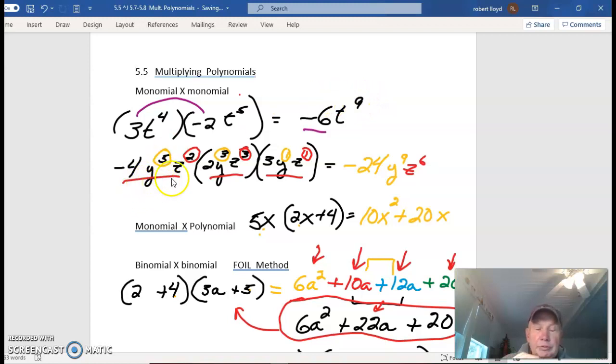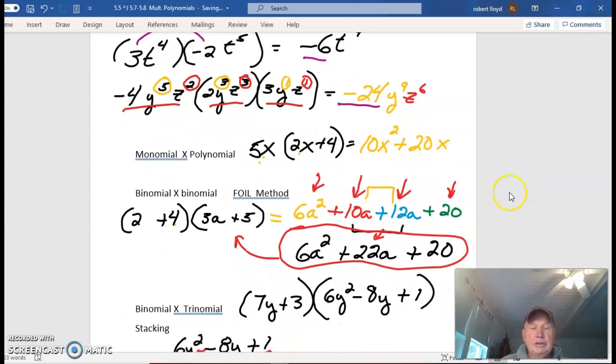So this is 3 monomials, or 3 single terms multiplied together. Notice there is no addition or subtraction between them. So we take the numbers. -4 times 2 is -8. -8 times the 3. That's how we get our number part. And we take each variable separately if we have multiple variables and add those exponents. So 5 and the 3 and the 1 make 9 for the y, and 2, 3, and 1 make z to the 6th.